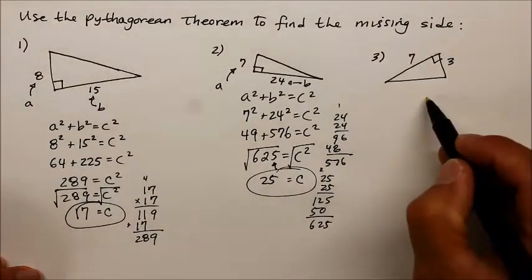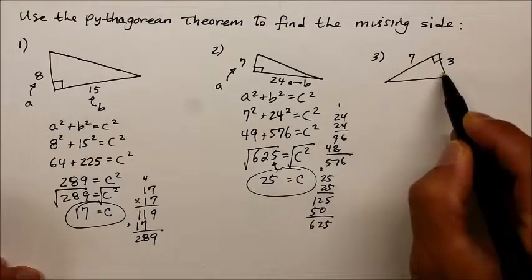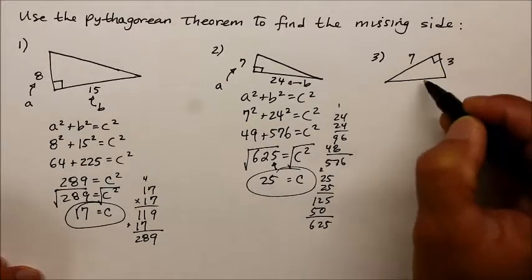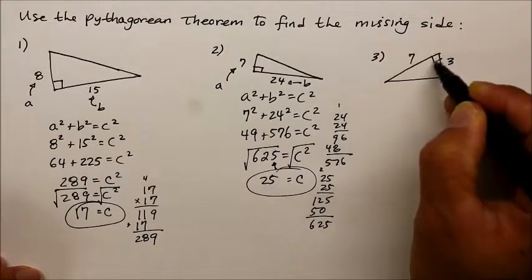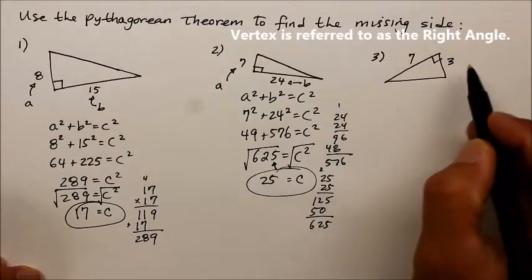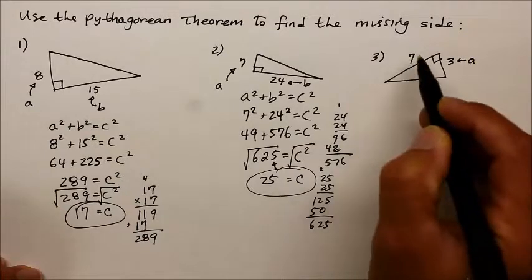And finally, number 3. Once again, the shortest leg is 3, the longer one is 7. The longest side, which is always opposite the right angle, is the hypotenuse. So if you like, you could call this A, and you could call this B.